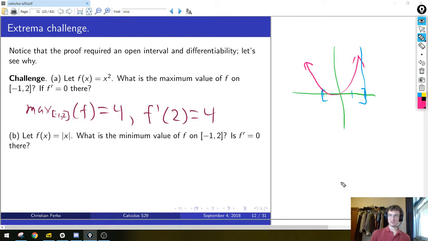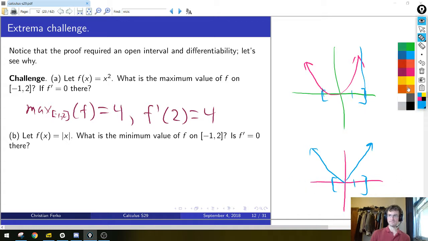Okay, second example. So our favorite kinky function that has a kink at the origin, the absolute value of x, same interval, say -1 to 2. So now let's think about a minimum. What's the minimum value of f on this interval -1 to 2? 0. Good, so minimum value is 0, and what is the derivative of the function at that point? It is undefined. Good, so f prime does not exist.